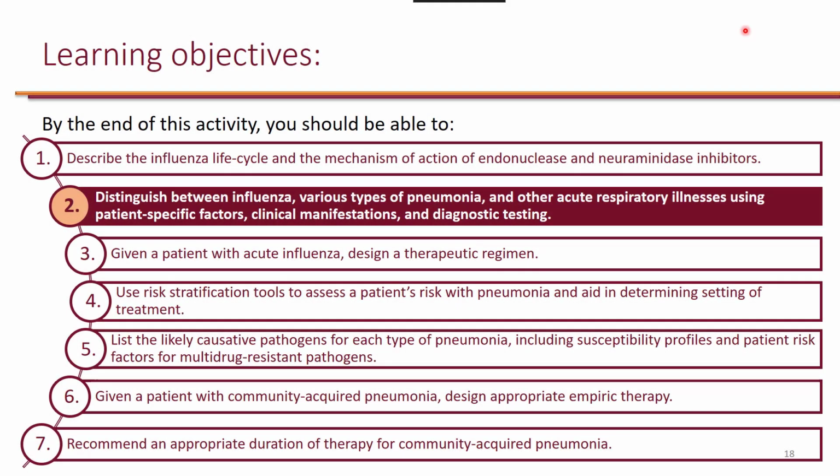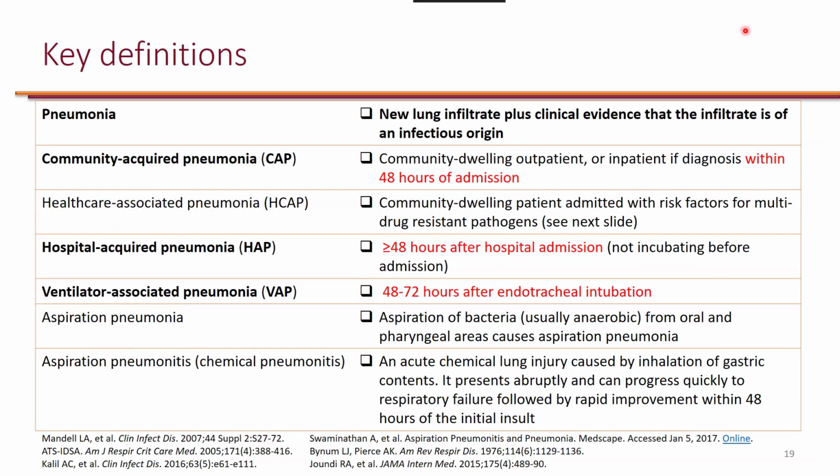We have discussed the life cycle of the influenza virus and the mechanism of action of endonuclease and neuraminidase inhibitors. Now, let's take a look at the next learning objective, which is to distinguish between influenza, various types of pneumonia, and other acute respiratory illnesses using patient-specific factors, clinical manifestations, and diagnostic testing. Here are some key definitions that you should know.